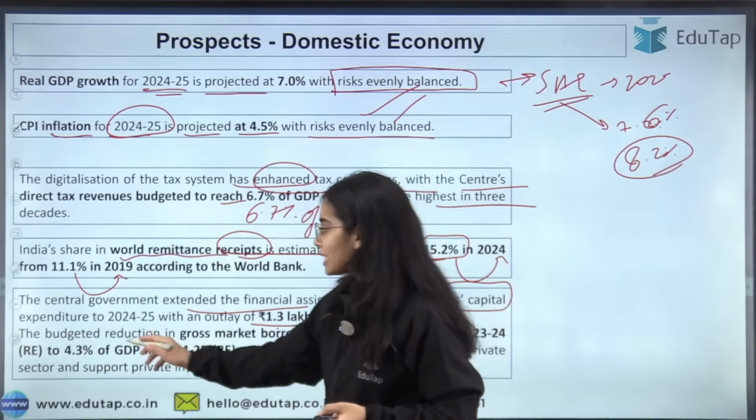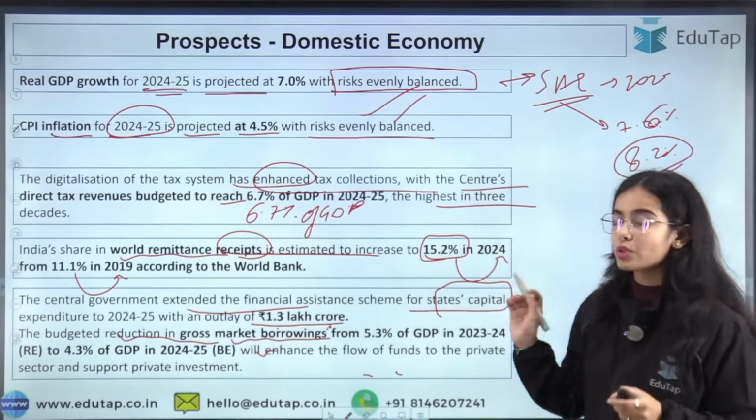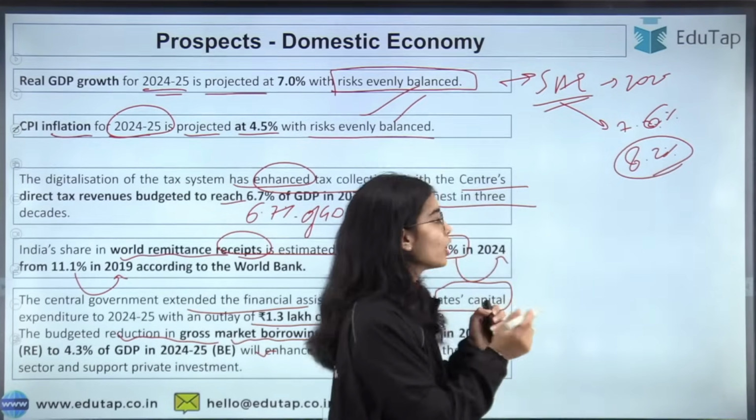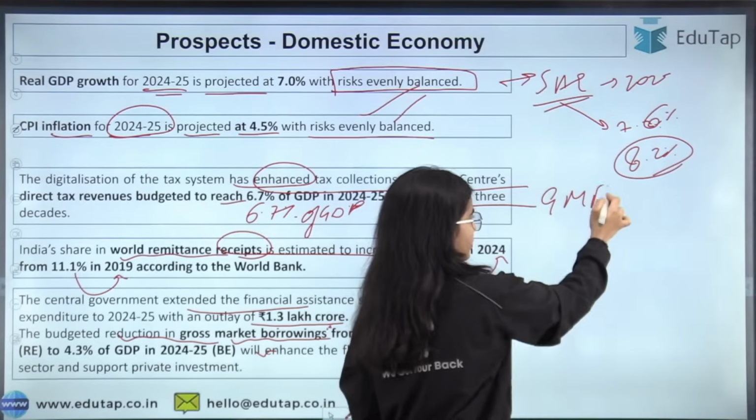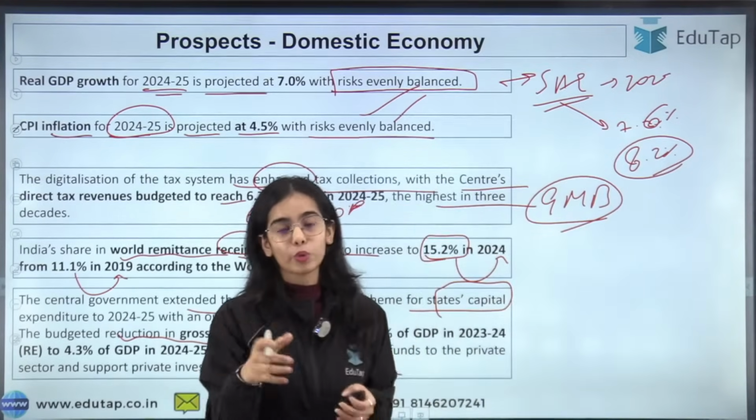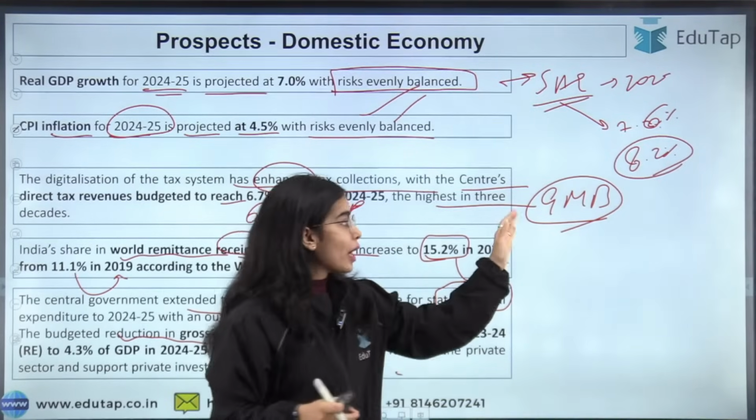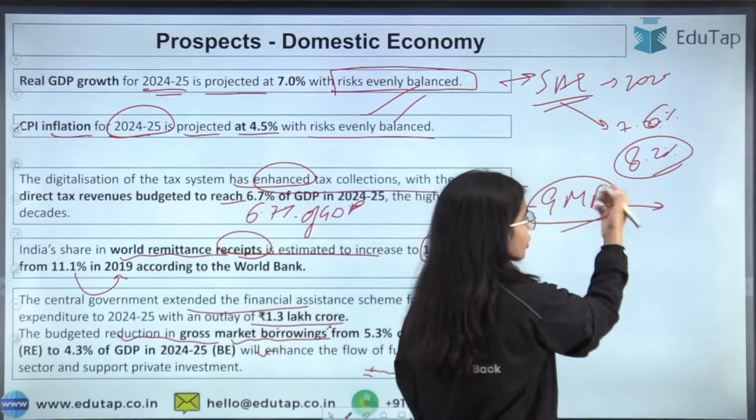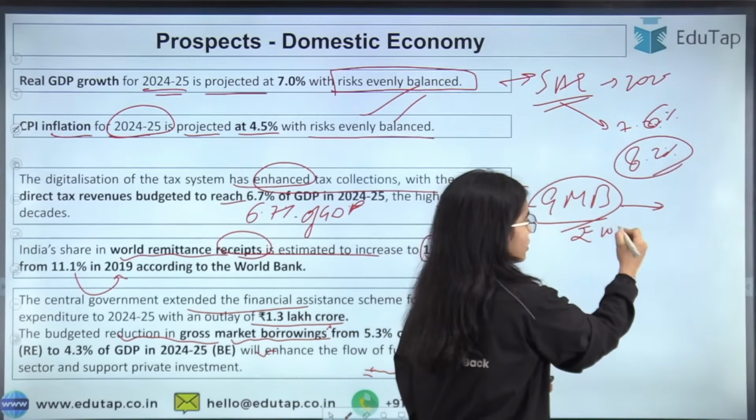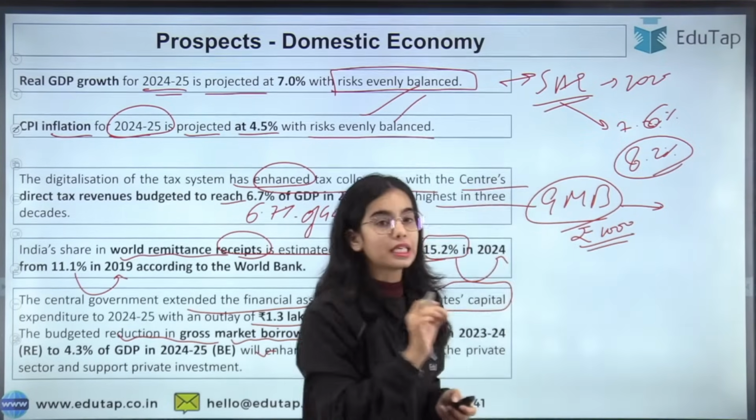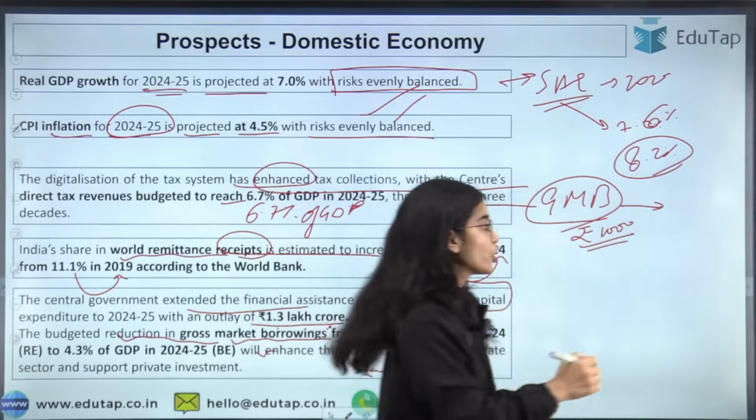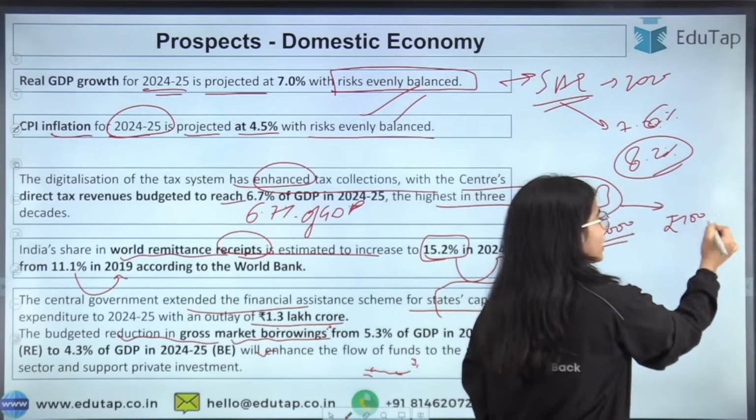Okay, the budgeted reduction in gross market borrowings. There are two terms that you have to understand. One is the gross market borrowings. This is the total market borrowing that is being done by the central government in a financial year. So gross market borrowings is, let's say, rupees 1000. From this rupees 1000, let's say the government has used rupees 100 to repay past loans.